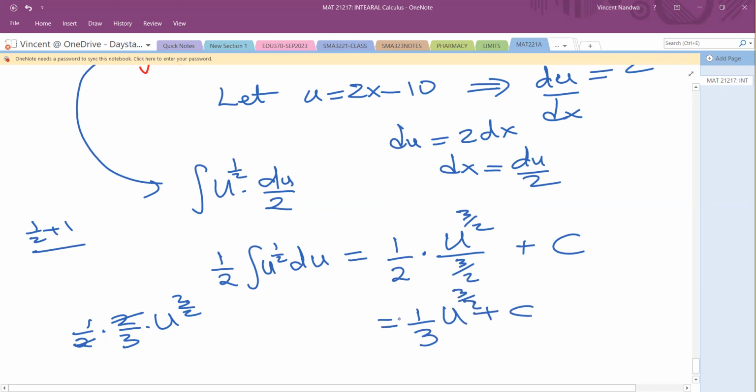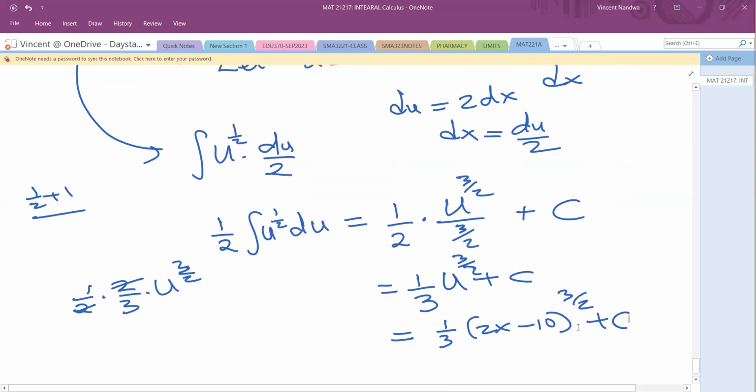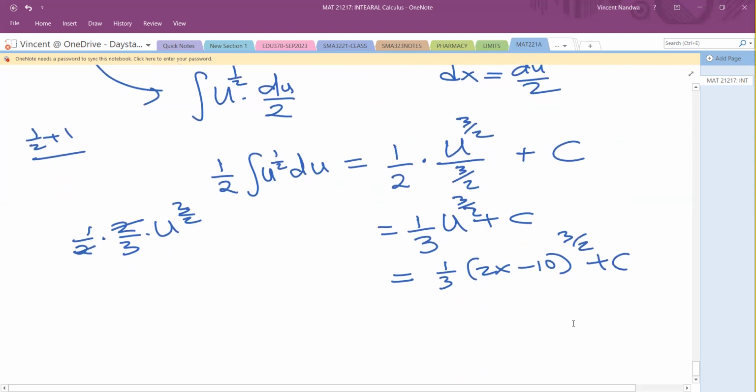But you don't stop at that point. You have to remember to put the value in terms of x. So it is a third, (2x minus 10) power 3/2, plus c. Now, can you try this? The integral of square root of 4x minus 1 dx.